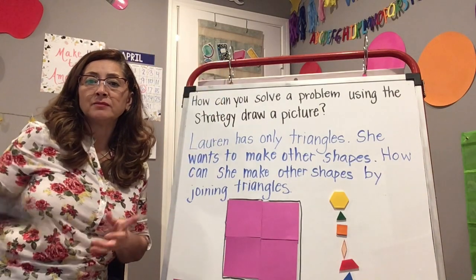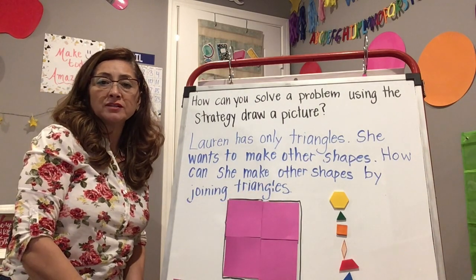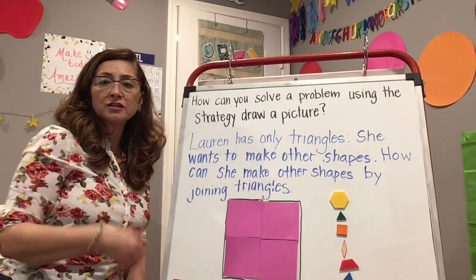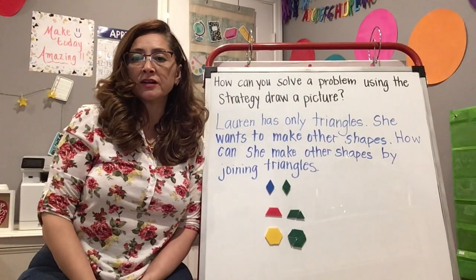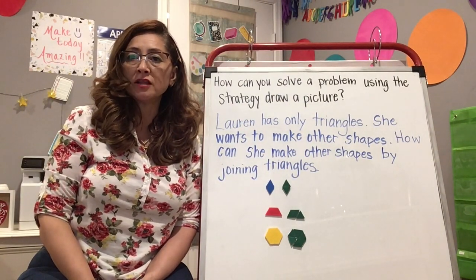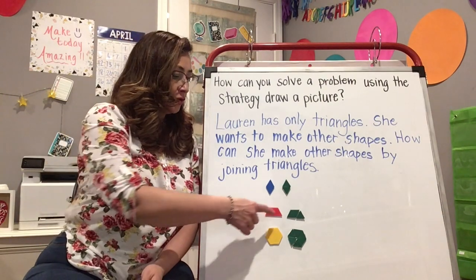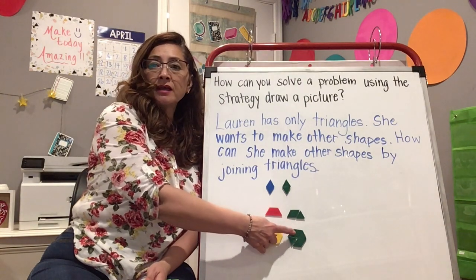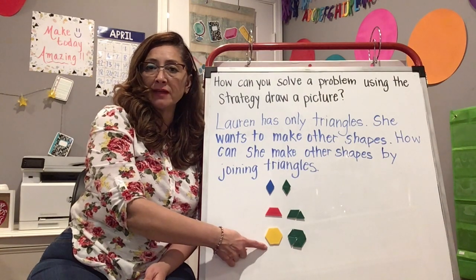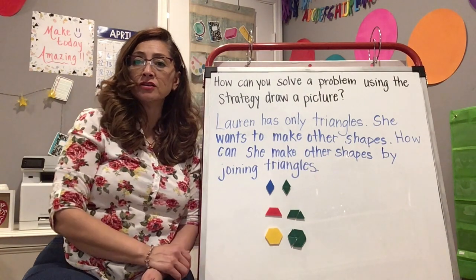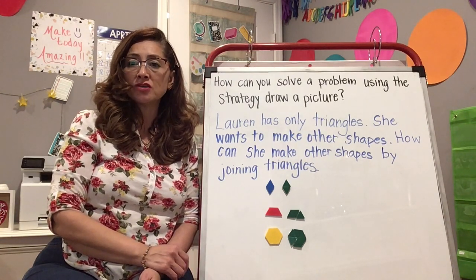So next time that you have a set of pattern blocks, remember, you can use them to make larger shapes by joining them together. So we learned that we can use smaller shapes to make larger shapes. We can also use other shapes and join them together or combine them to make different shapes. We also learned that we can use pictures to help us solve a problem.